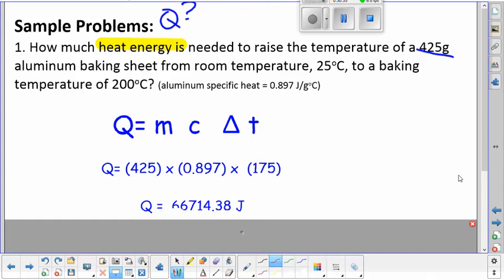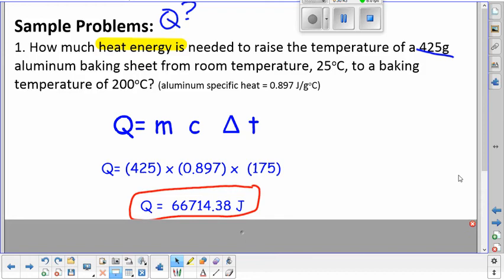And here's what I love to do. I love to put that unit on there, put that J, and I put a nice little box. Boom. Now I'm done. Mic drop. That's what we're looking for, okay? Yes. 66,714.38. Let's do one more practice problem together before I let you guys get that 3-question quiz in.